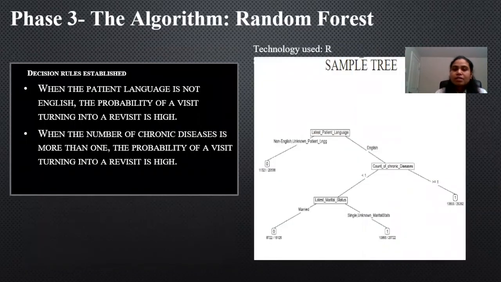Random forest, the selected classifier, is nothing but a set of different decision trees, and one such sample tree is displayed here. And the sample rules for such decision trees can be like when the patient language is not English, the probability of a visit turning into a revisit is high. Also, when the number of chronic diseases increases, the probability of that visit turning into a revisit is high.